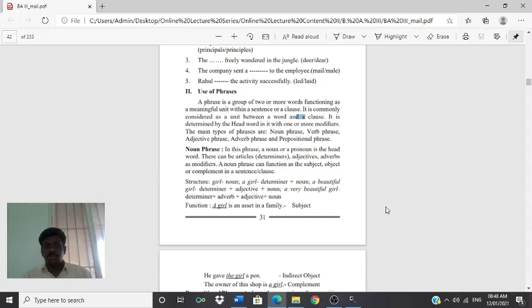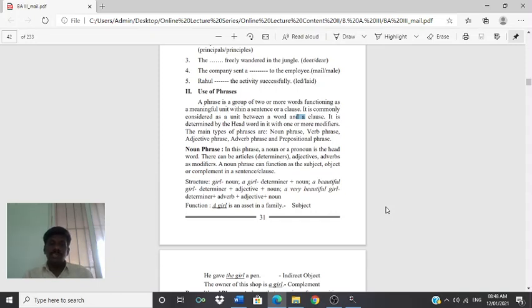in this textbook. So in this session, let us continue with part 2 of this unit, that is use of phrases. And what is a phrase? Phrases consist of more than one word. More than one word. So here is the definition of phrases.